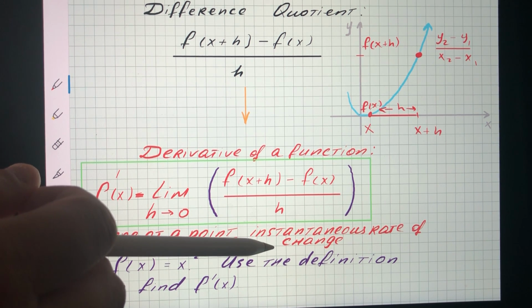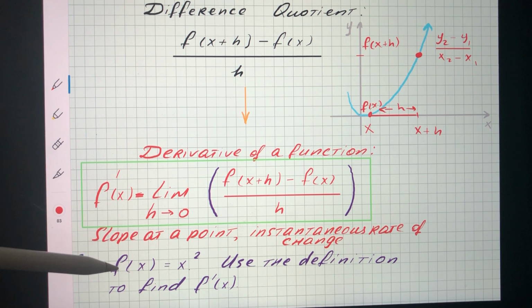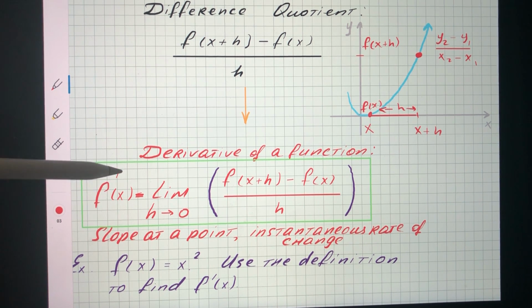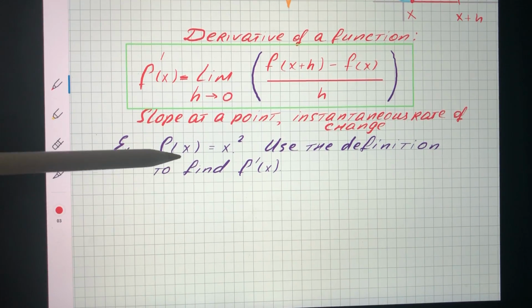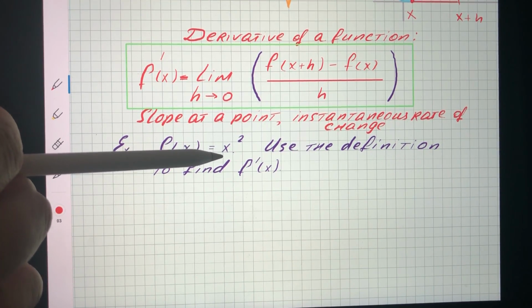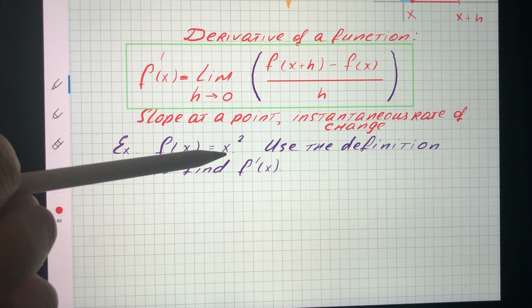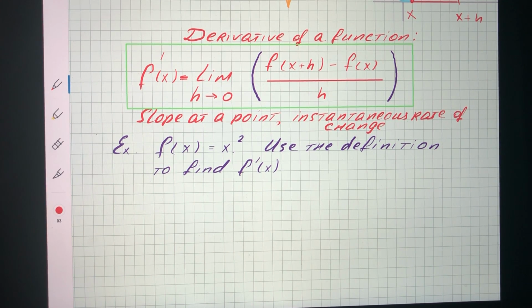Now let's use the definition to find the derivative of x squared. And the derivative is abbreviated as the function with a little prime. This little tick mark indicates that we're dealing with a derivative of a function, not its original. So let's use the definition to find the derivative of x squared. Now, we have already computed the difference quotient for x squared in a different example, but let's do it from scratch. So first we will have the limit.